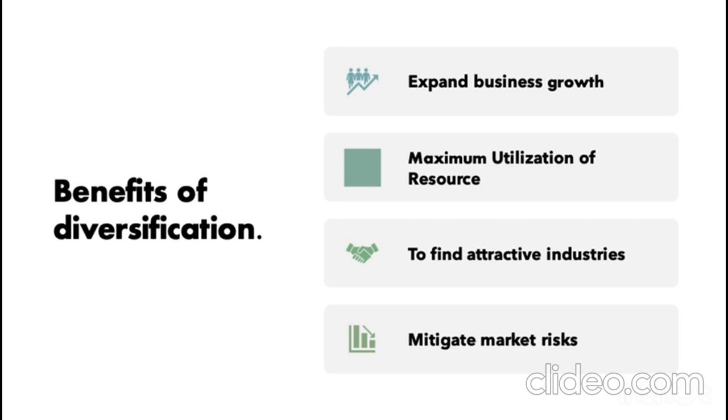Mitigate market risk, as the company can be more secure in times of volatility or downturn. With multiple products, one can afford to lose sales and the company won't suffer as badly.